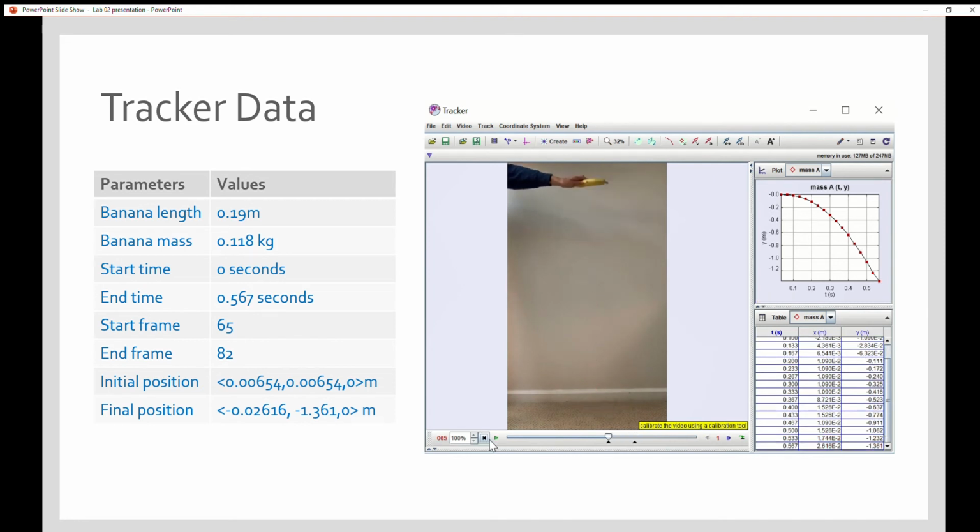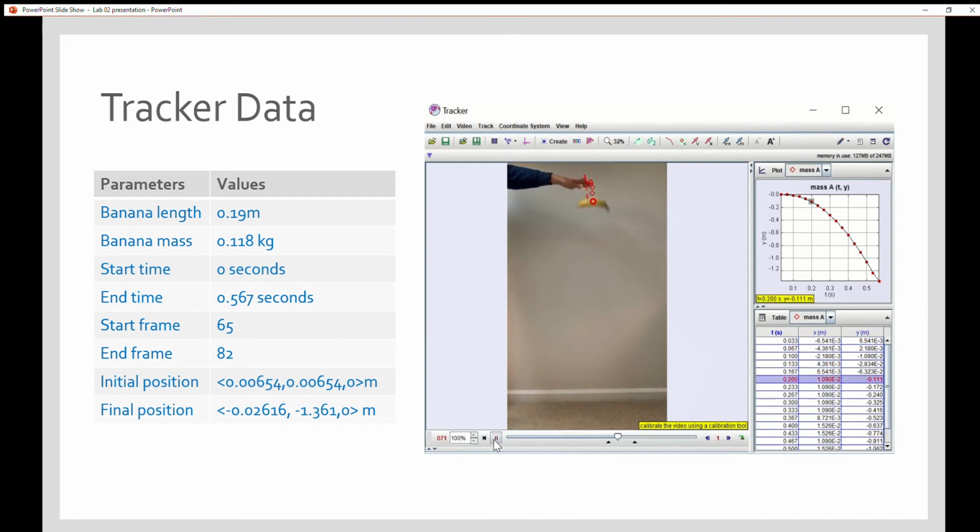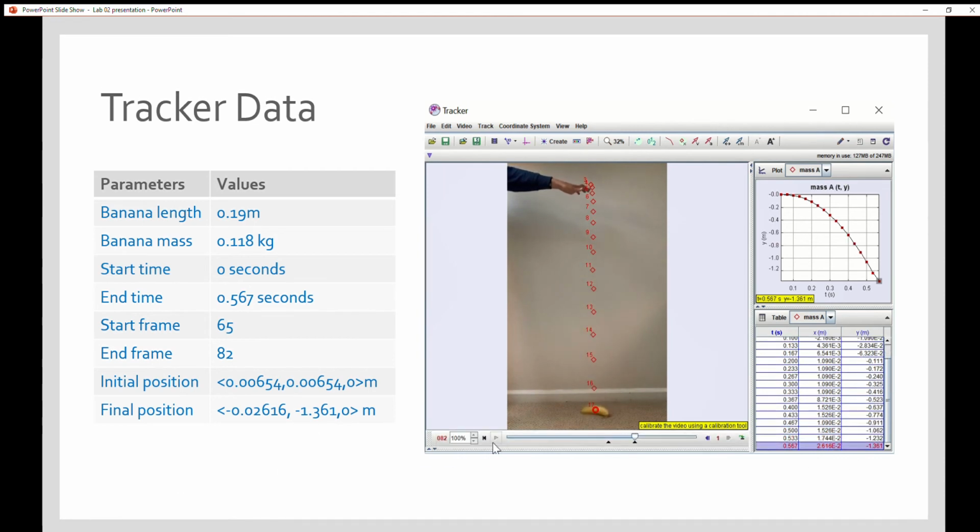I oriented my axis so that it would track the banana falling in the negative y direction, and started tracking the motion of the banana as it fell from the 65th to the 82nd frame. The overall time was a half a second, and the object fell for 1.36 meters.